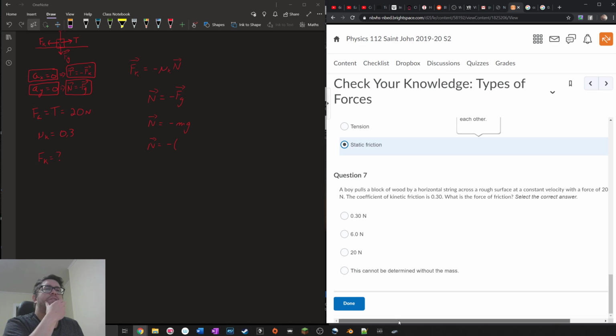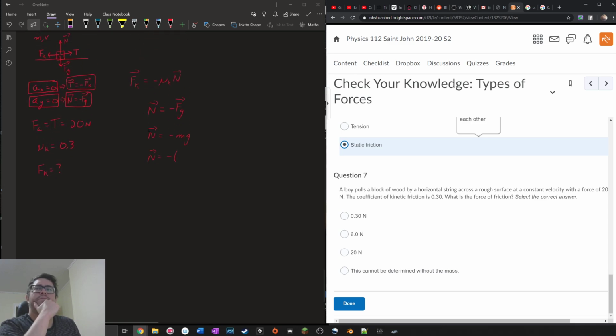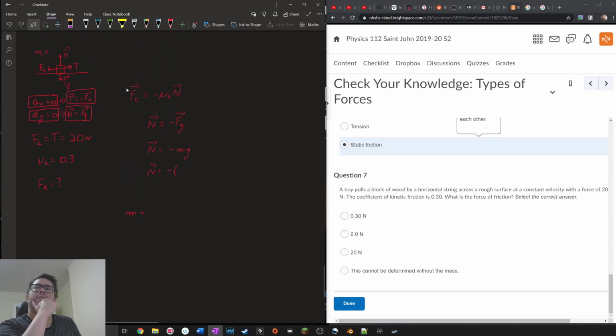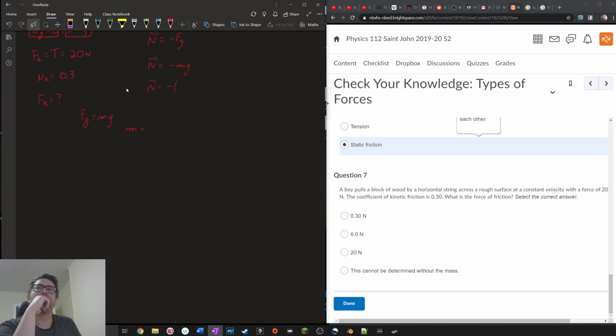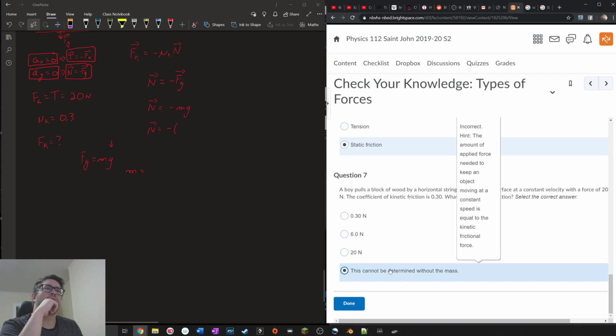Don't tell me this is the answer. I don't want to hear about it. What is the force of friction? Don't tell me that. I can find what the mass is. We don't have the mass. But we can find what the mass is. We can. It's just a very complex problem. Fg is mg. I don't have Fg. I have g. I bet you that's the answer, and I can still do it. No, okay. It's not.